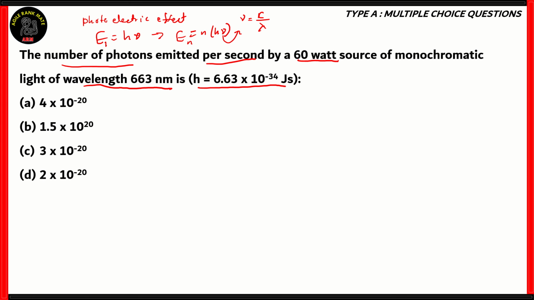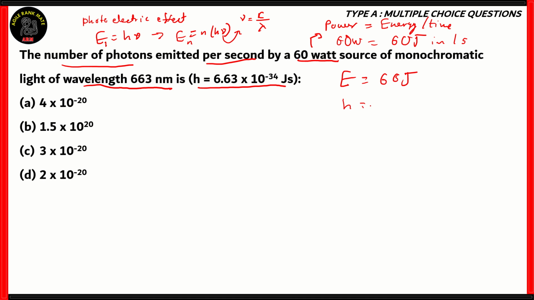So how do we do that? Well, let's look at 60 watts. 60 watts here represents the power. Power is defined as energy over time. So 60 watts essentially is 60 joules emitted in 1 second. Since we're finding the number of photons emitted per second, the value of energy will be 60 joules.